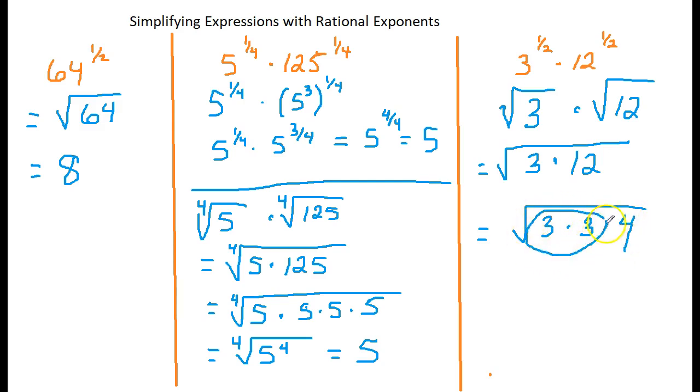I've got a pair of 3's, so a 3 comes out of the radical. So I have a 3. And then square root of 4 is 2. Nothing left inside the radical. 3 times 2 is 6. Bet you never wrote 6 like that before.